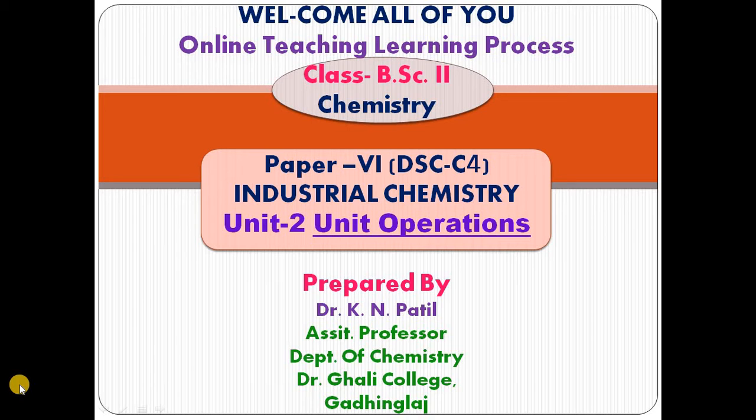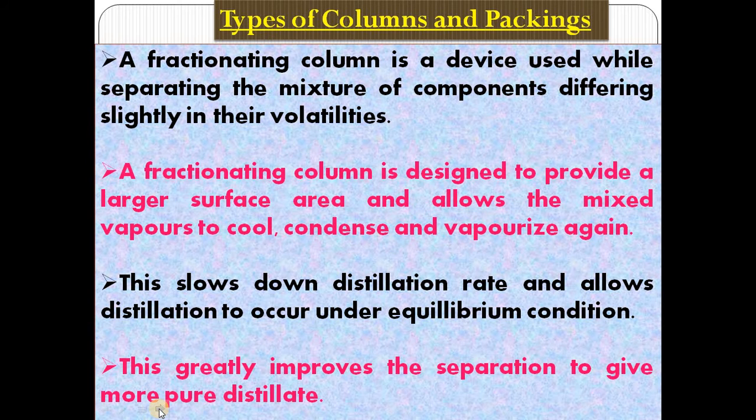We have started unit number 2, unit operations, and in our previous video we studied the types of distillation, in which we studied details about spinning band distillation. In this video we will see the types of columns and packings. Different types of columns are used for distillation purposes, and different types of packings are also applied to form that column.